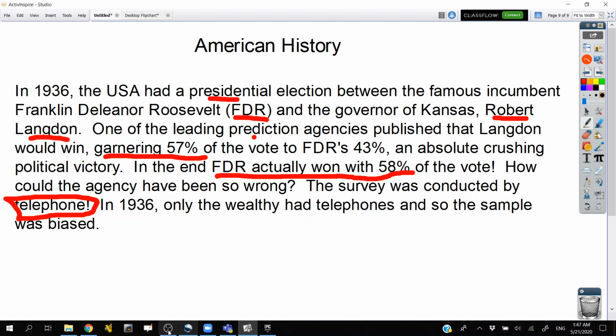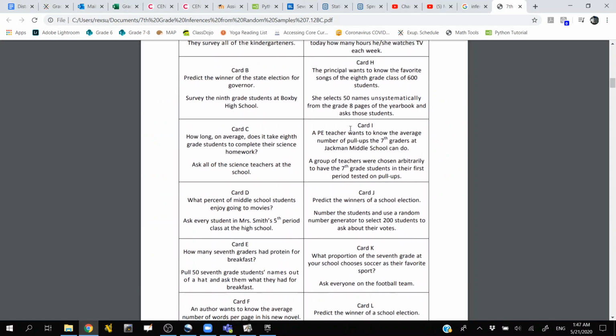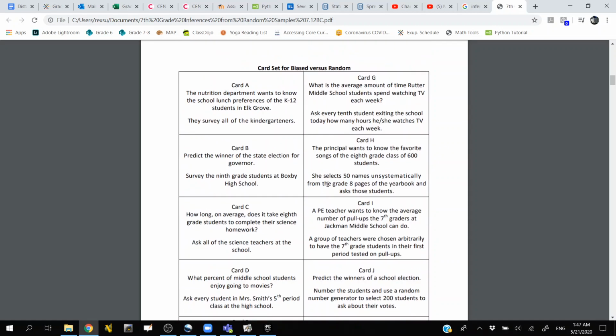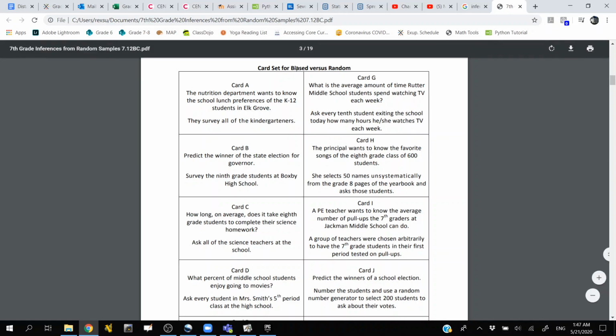So good. Your assignment for now: I have these situations, a list of situations A through L, and some of these are biased and others are not. Separate them into biased samples versus random samples. As an example, the nutrition department, like we don't have a nutrition department, but maybe Ilza, wants to know the school lunch preferences of everyone in the entire school from kindergarten to 12th grade in some school, Elk Grove. So they go and ask all the kindergartners. Is that a biased sample or is that a random sample? That one is super obvious. If you're not sure, get a hold of me. If you are, go ahead, separate these out. Which ones are biased and which ones are random? Best of luck. Go for it.